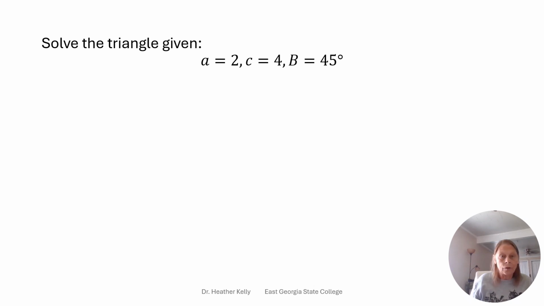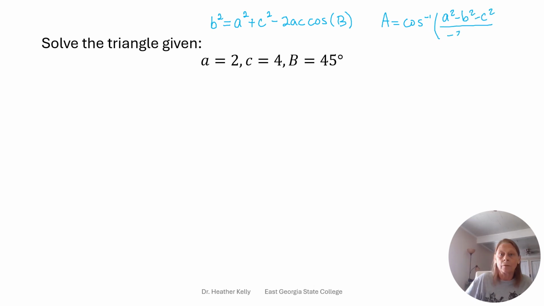All right, so here we're given the angle B, and because we're given the angle B, then we know we're going to be given this from the law of cosines, which is B squared is equal to A squared plus C squared minus 2AC cosine of angle B, and also we're probably going to need to know that A is equal to the arc cosine of A squared minus B squared minus C squared over negative 2BC.